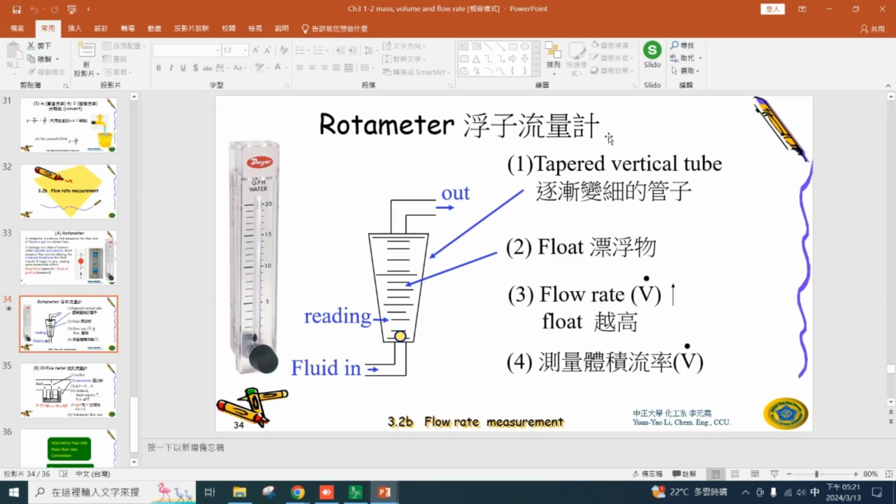SCFH, standard cubic feet per hour, right? So this is the unit. Or how about standard cubic feet per minute? That's also fine, right? Okay.